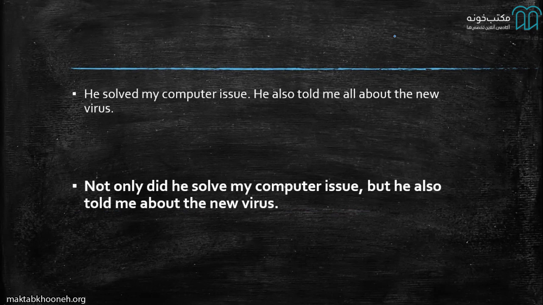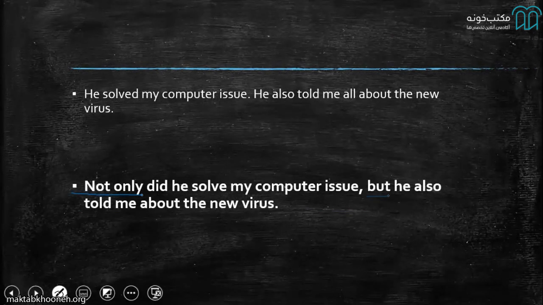So instead of having two sentences, now I have one, and I added not only here, and I added but also here. I just want you to feel how it changed. Don't go into details because I will do that in just a minute, and we'll look at the structure, but just kind of read the first sentence and the second sentence. I'll do it for you right now. He solved my computer issue. He also told me all about the new virus. So that's two separate sentences. Now together, not only did he solve my computer issue, but he also told me about the new virus.